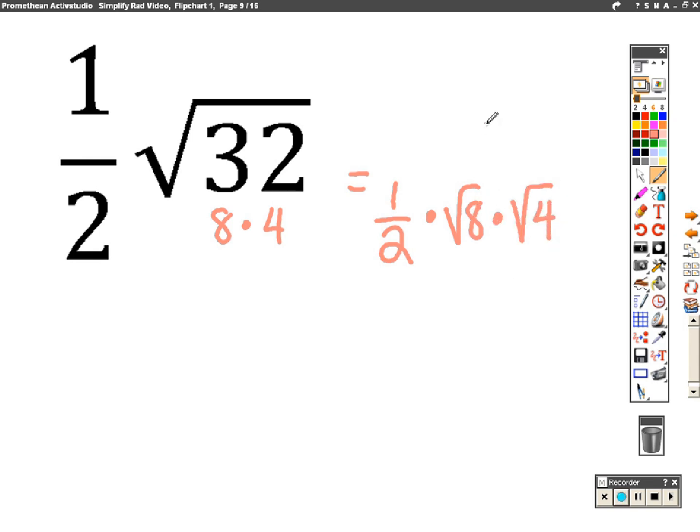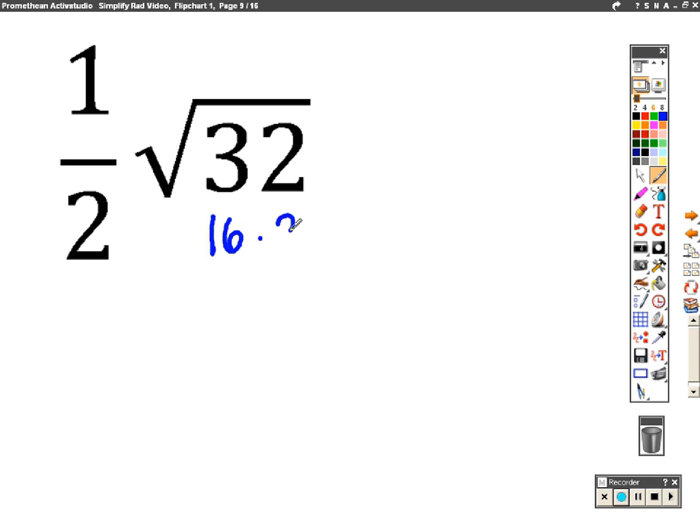Oh my gosh, did you see what I did here? I picked 8 and 4. What is wrong with me? Let's try this again, but this time I'll use a better color like blue. That's not Mets colors. 32 is going to be 16 times 2.